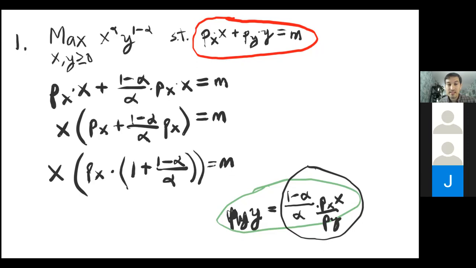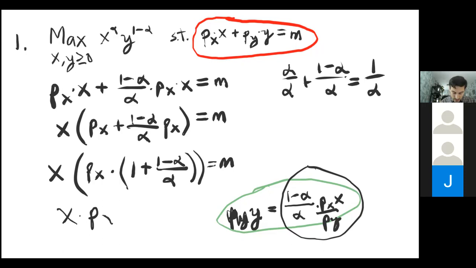What does 1 plus (1 minus alpha) over alpha simplify to? 1 is equal to alpha over alpha. So we have alpha plus 1 minus alpha, and I believe that whole thing simplifies to just 1 over alpha. Anybody want to see that? Just like 1 becomes alpha over alpha plus (1 minus alpha) over alpha, that whole thing comes to 1 over alpha. That's nice. So actually what we have here is x times px times 1 over alpha equals m.